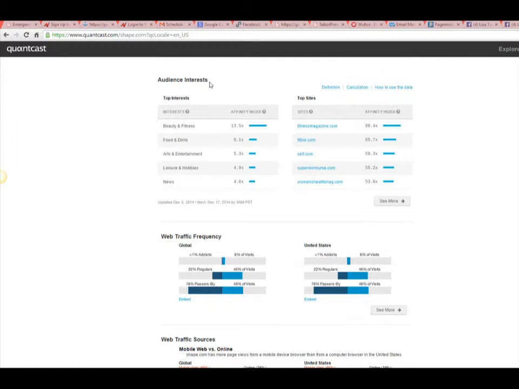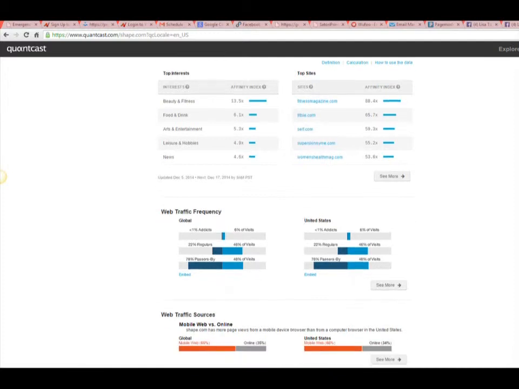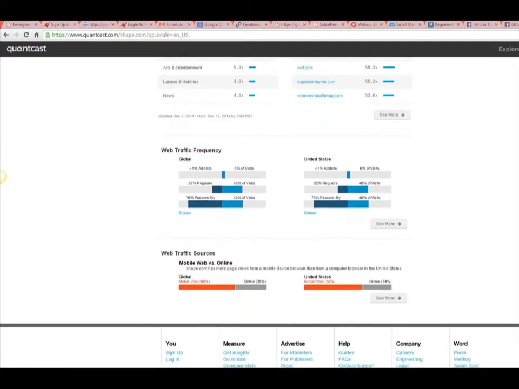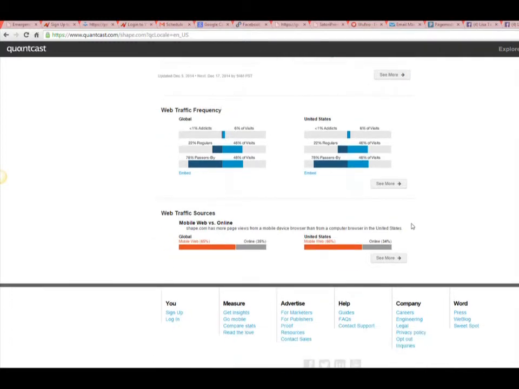So in the interest section of your Facebook ad, you might want to be targeting beauty and fitness, because they're 13 times more into that. Food and drink, they're definitely into that. And then also other places they're looking at: Fitness Magazine, Self, Fitbie, all this different information to help you gather what you need to create that ad.